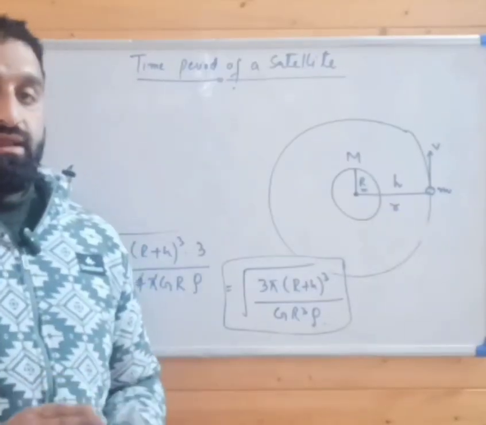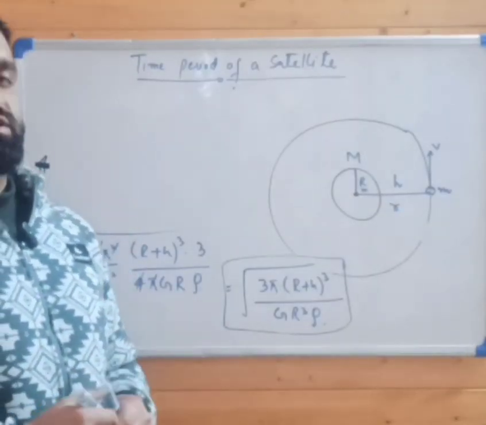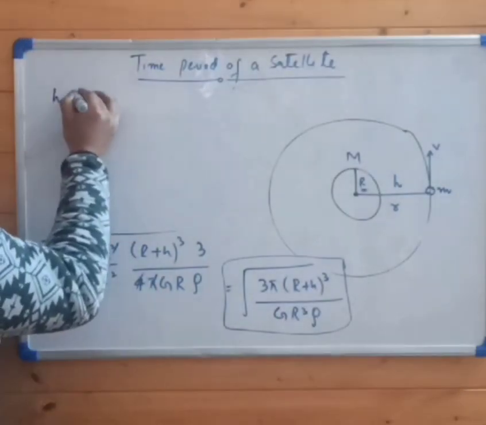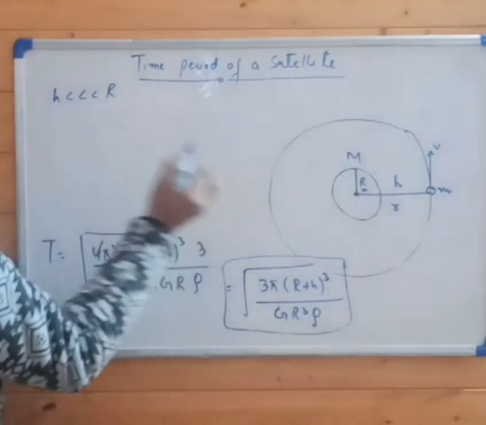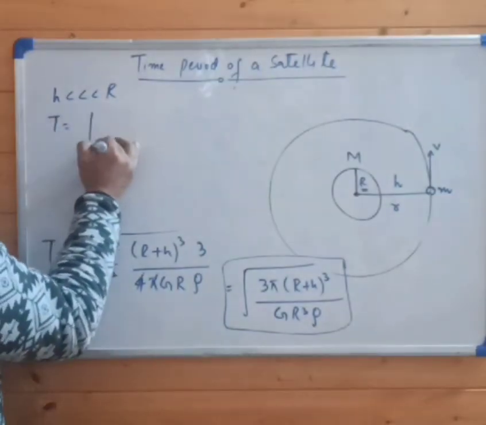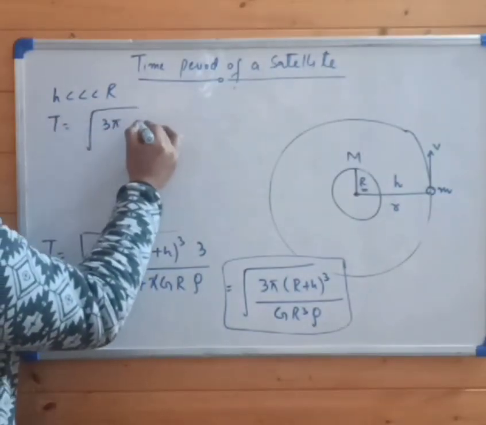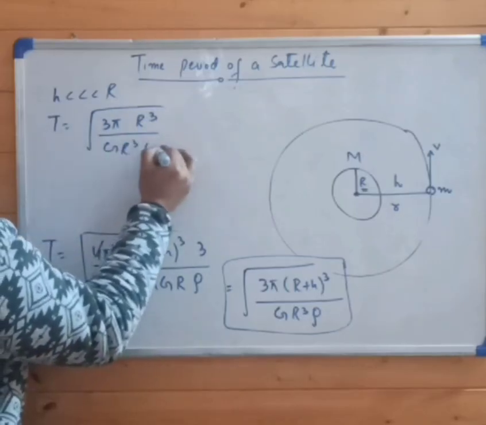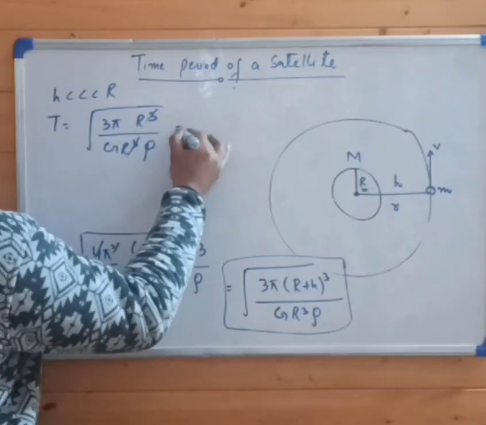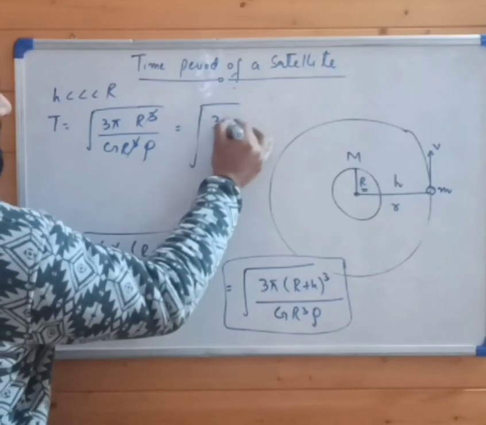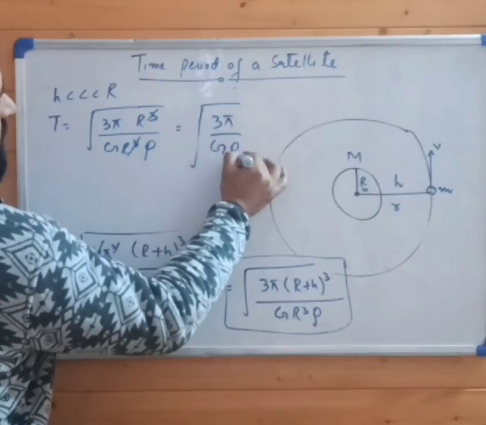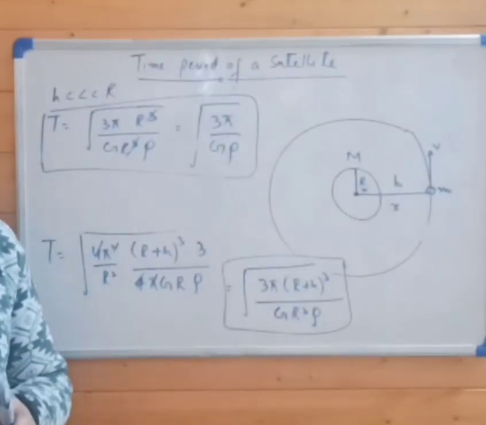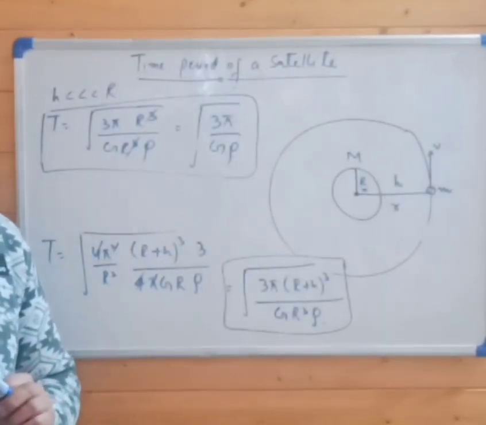If we assume that the satellite is orbiting close to the surface of the earth, that means we can neglect the h. In that case time period will be equal to root of 3 pi into R cube divided by G R cube into rho. R cube and R cube go, so time period is equal to root of 3 pi by G rho. It is the time period of the satellite that is orbiting close to the surface of the earth.